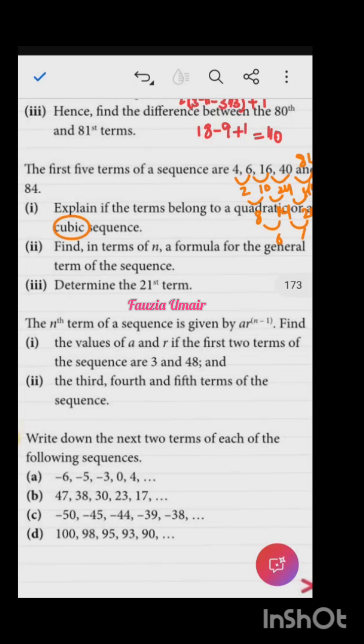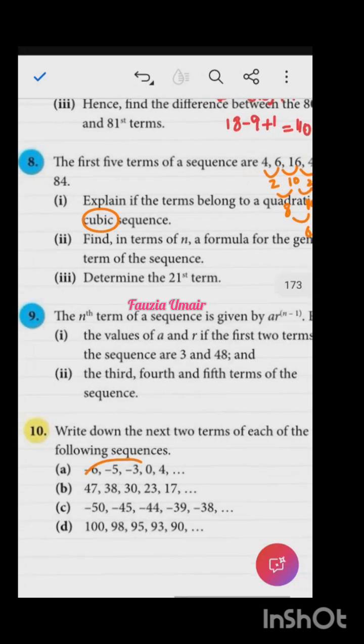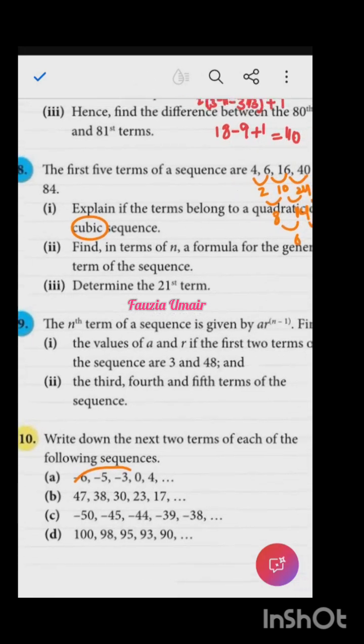Can I do question number 9 as homework? Question number 9. Yes, you can. 9 and 10 also, actually. So in 9, you need to make the general term formula of an exponential sequence. So you know a and r. A and r are given to you, although the sequence is not given. So you can make a general term formula in the first part. In the second part, use that formula to find the third, fourth, and fifth term.